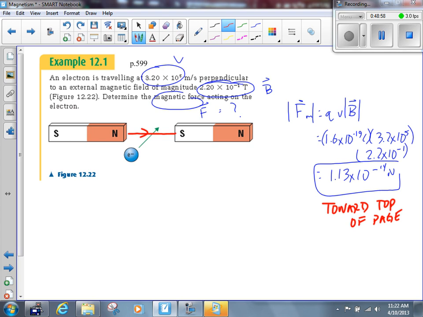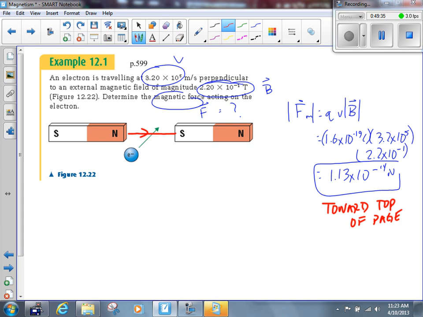Make sense? Does that make sense, guys? Question? We don't have to know which way to point our palm. It's just going to automatically point in a certain direction, right? If I stick my thumb into the page and my fingers go from north to south to the right, then my palm automatically points up. Okay? I didn't know that when I started. It just worked out that way. Okay?